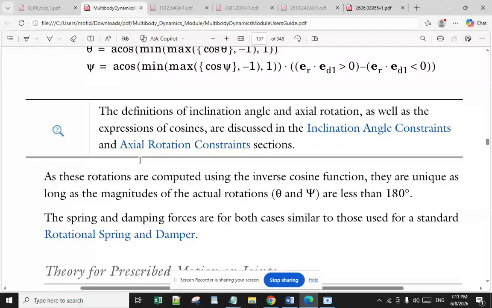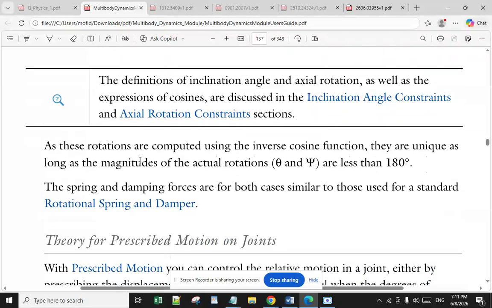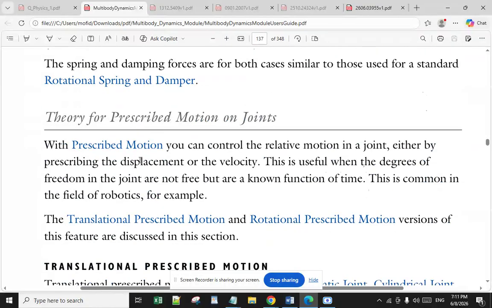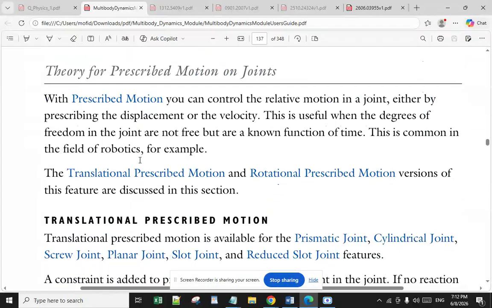The definitions of inclination angle and axial rotation, as well as the expressions of cosines, are discussed in the inclination angle constraints and axial rotation constraints sections. As these rotations are computed using the inverse cosine function, they are unique as long as the magnitudes of the actual rotations theta and zeta are less than 180 degrees. The spring and damping forces are similar to those used for the rotational spring and damper theory.